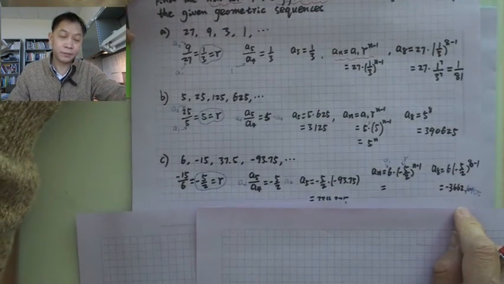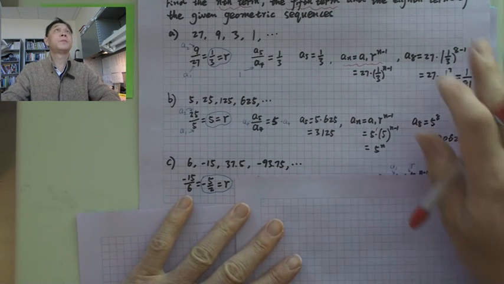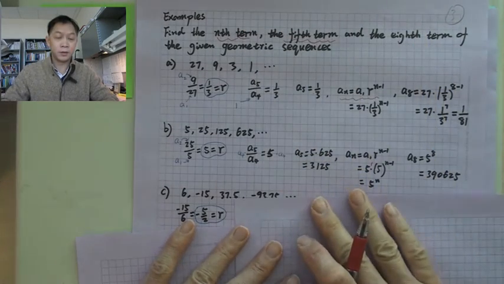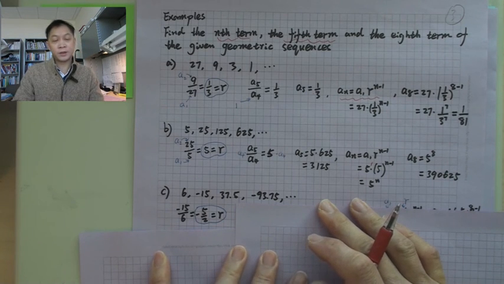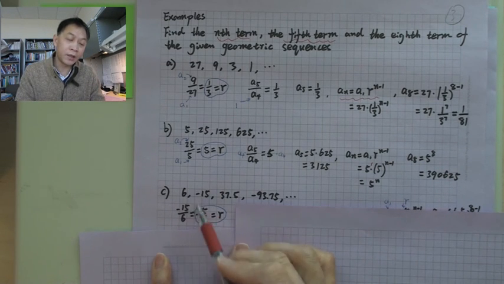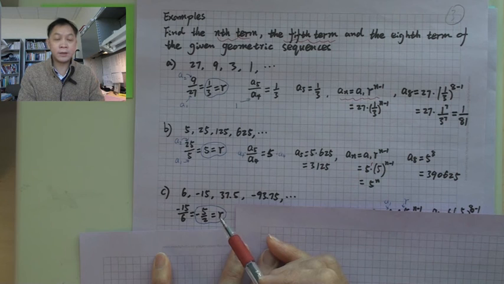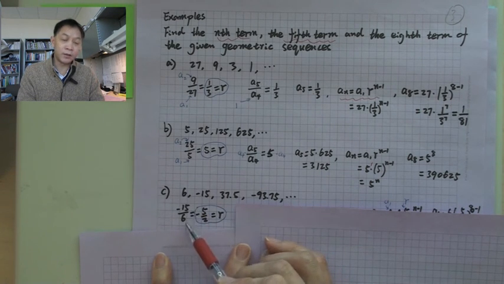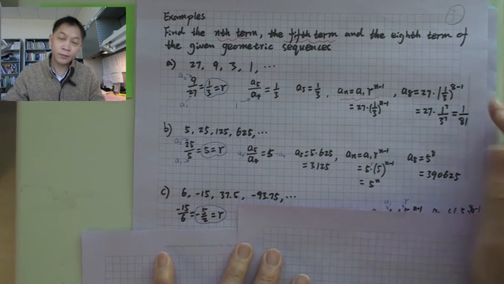Example C. Let me pull this down a little bit. So we know this is the geometric sequence. Then, in order to find out the ratio, you can use 37.5 divided by negative 15. And you can also use negative 15 divided by 6. That's negative 5 over 2, which is R.